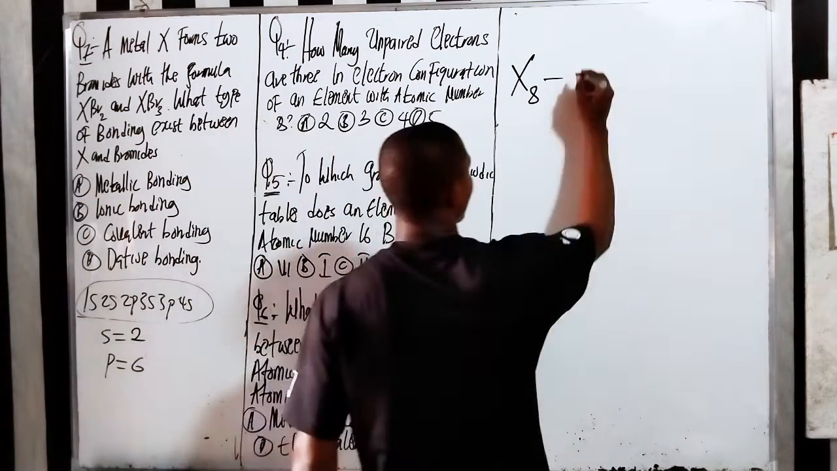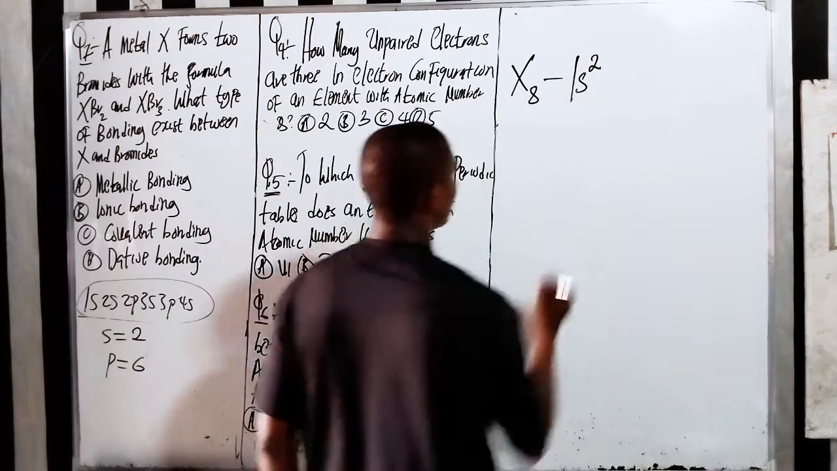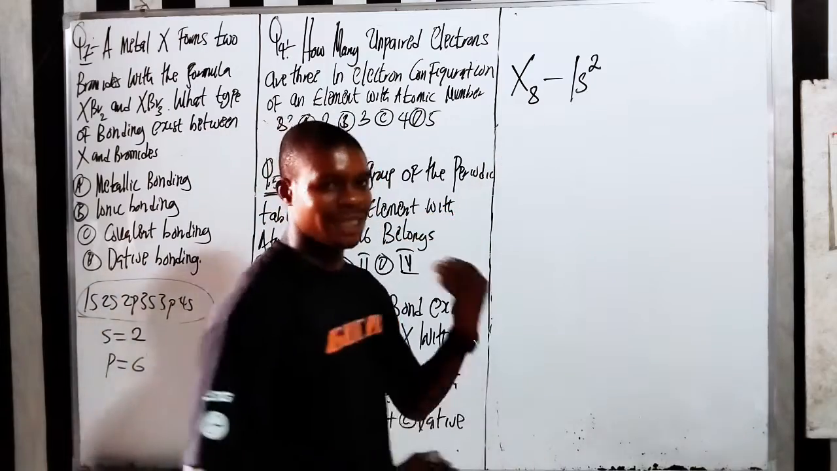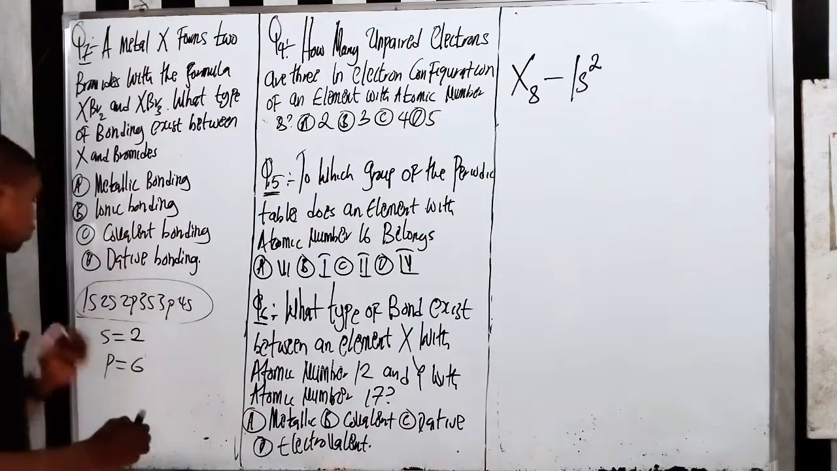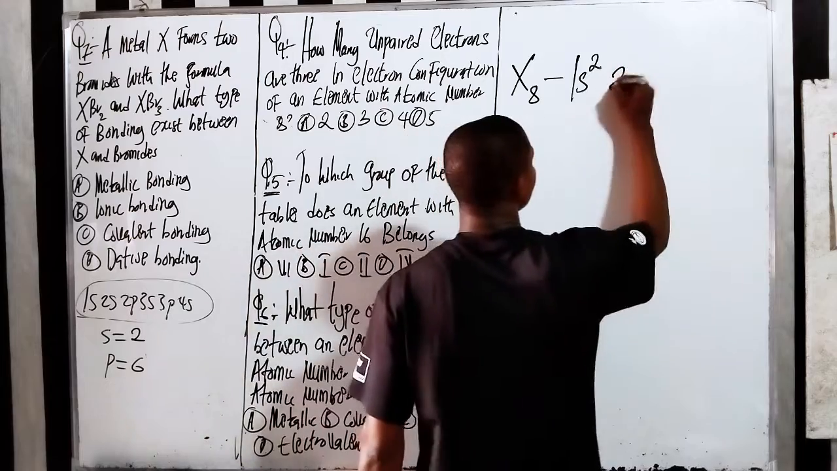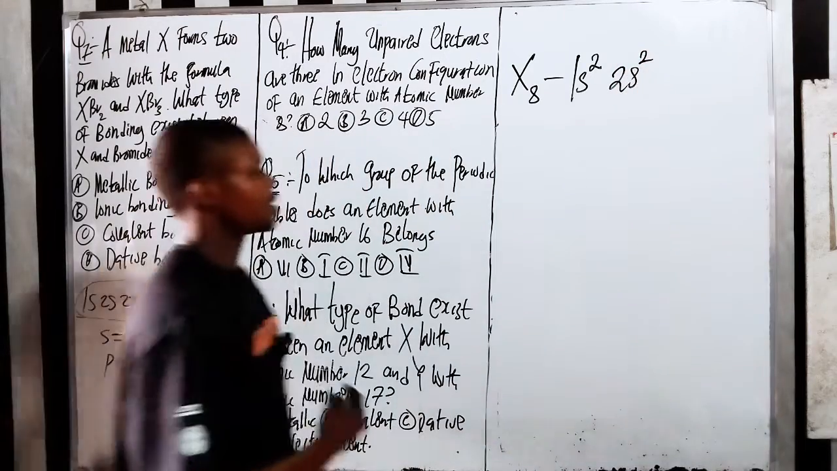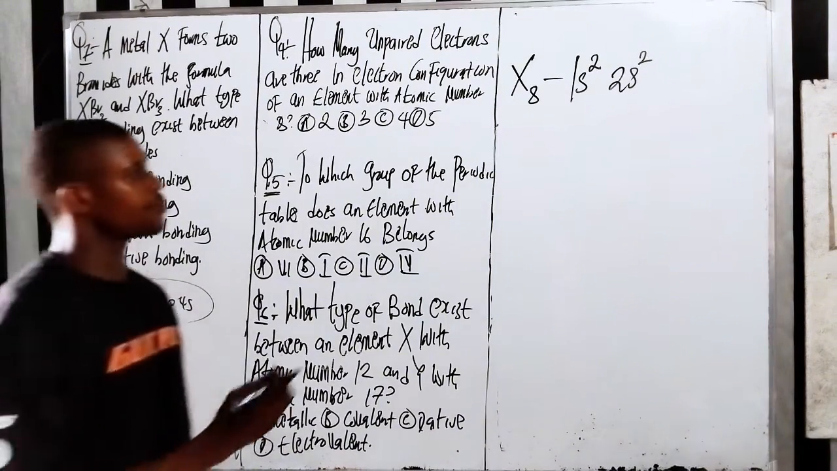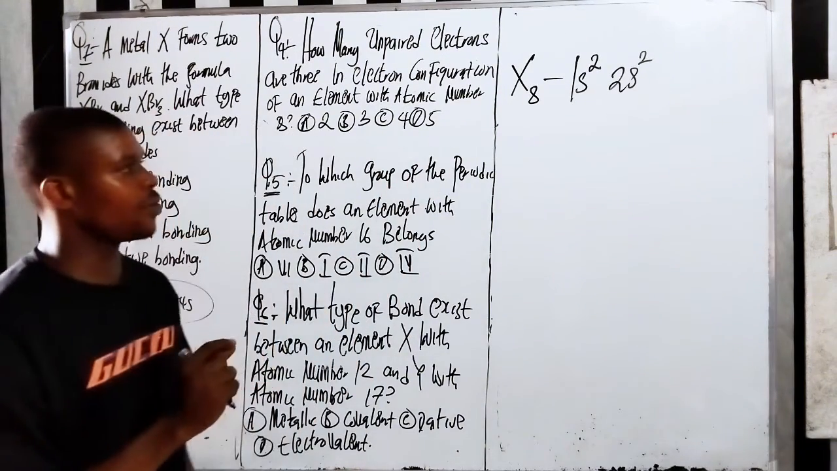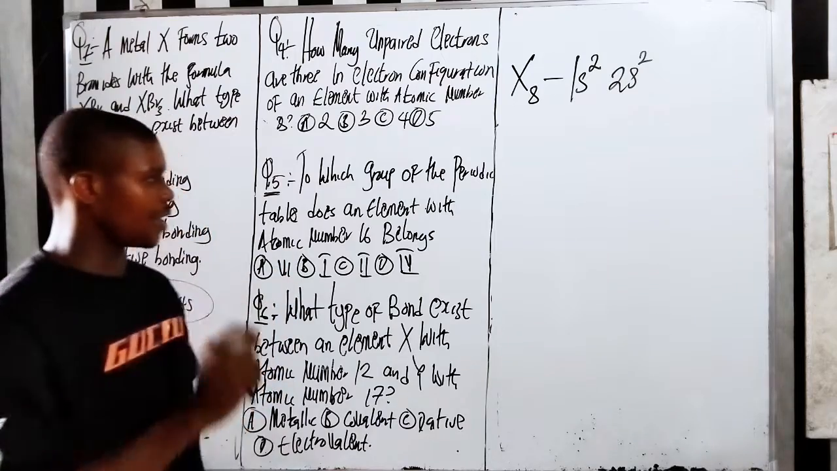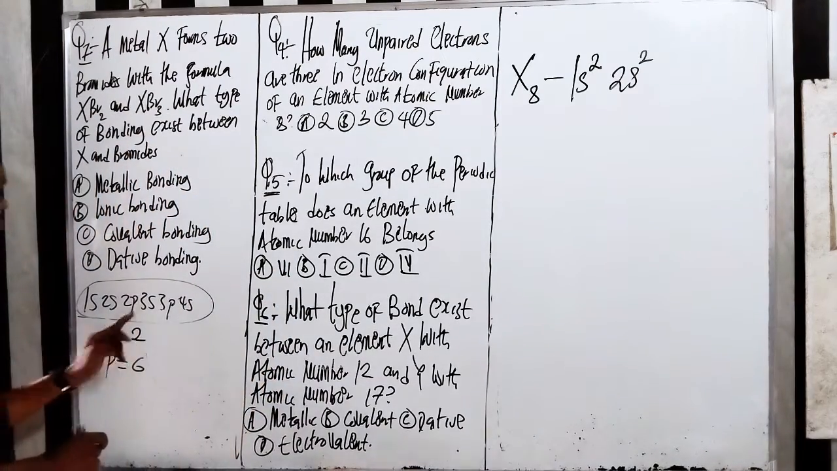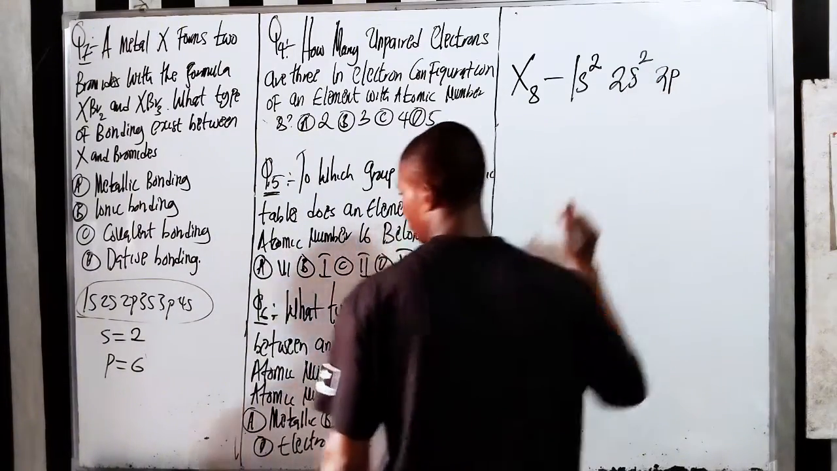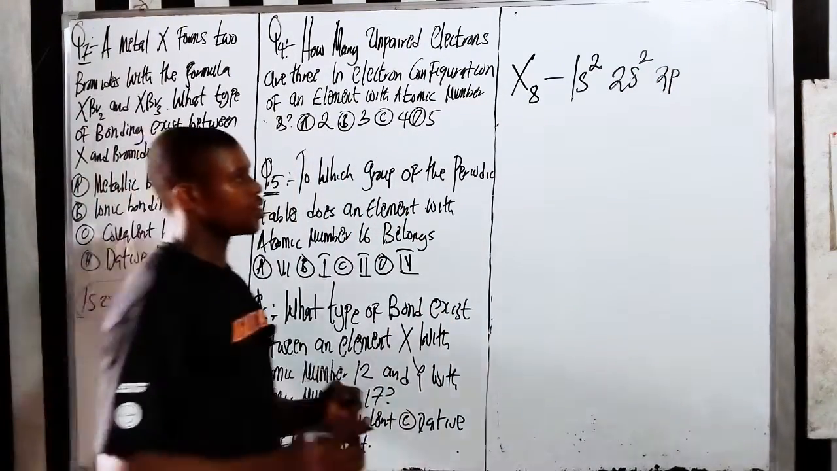So let's take the first one. Here we have 1s2. If you remove 2 electrons from 8, you will have 6 electrons. Let's move to the next one, 2s2. How many electrons do we have left? We have 4 electrons left. So let's continue. Here we have 2p. The p subshell can accommodate 6 electrons, but we have only 4 electrons left.